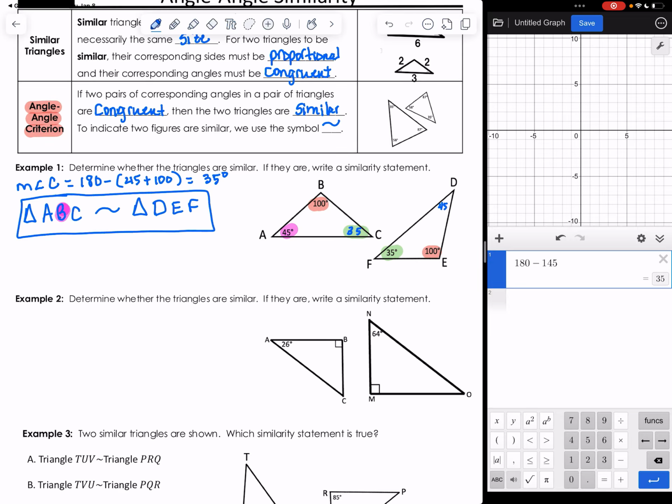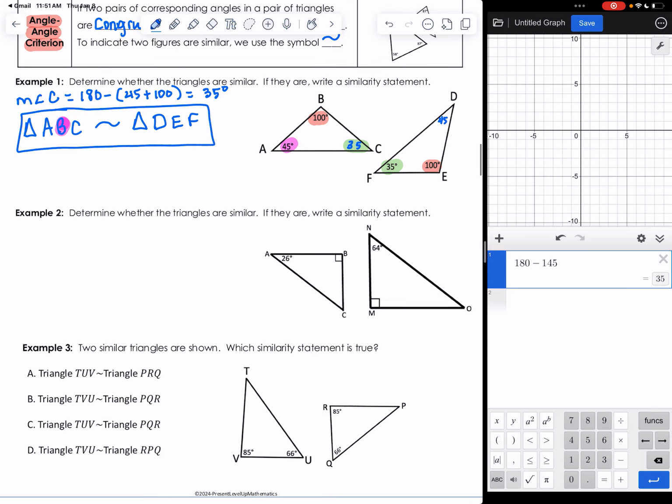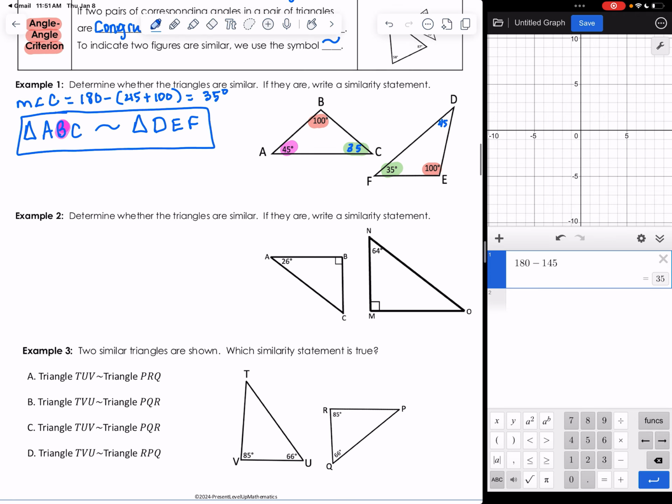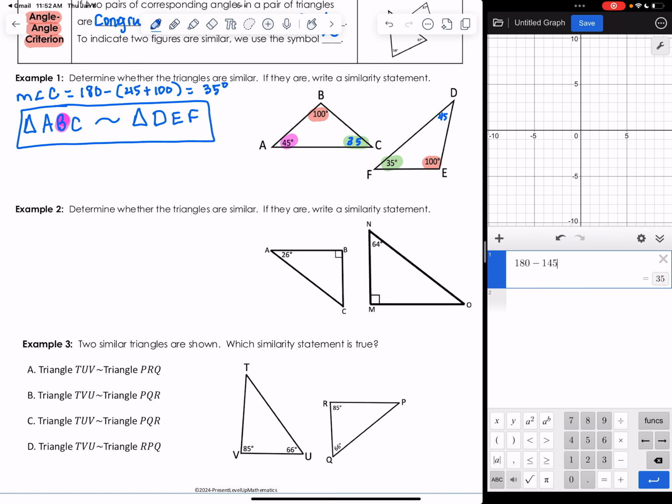All right. Example 2. Determine whether the two triangles are similar. If they are, write a similarity statement. Pause the video and try this problem on your own.